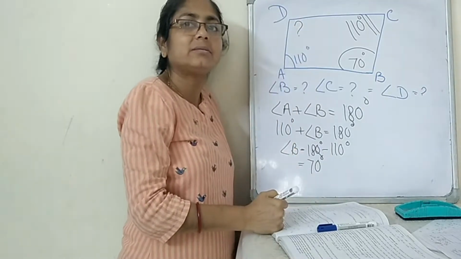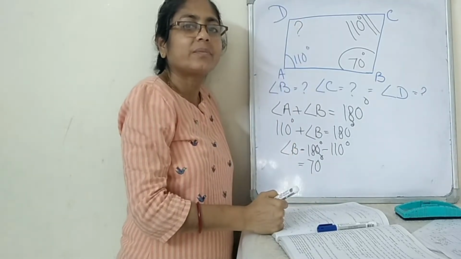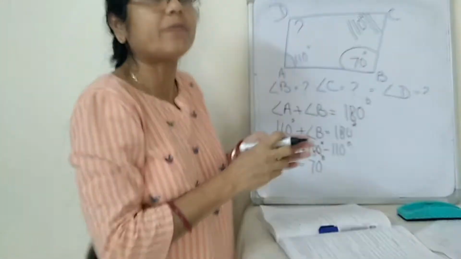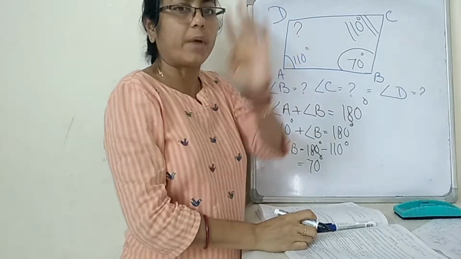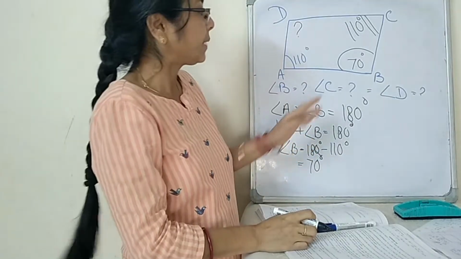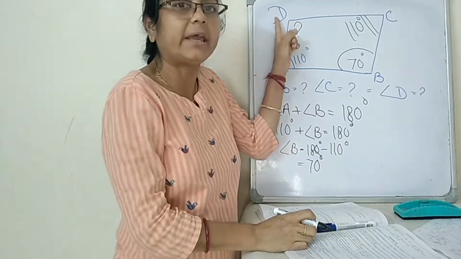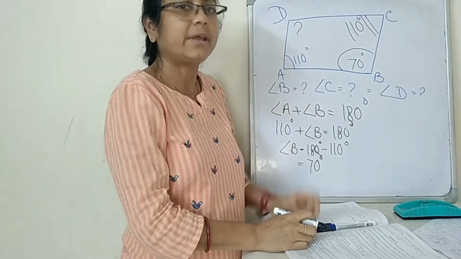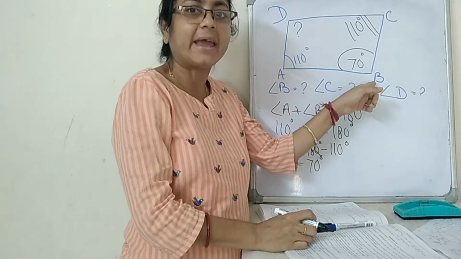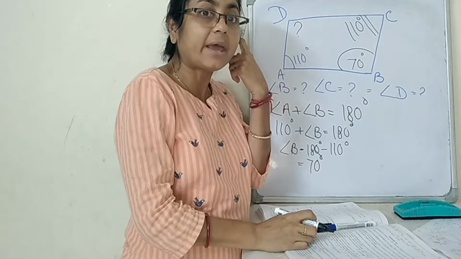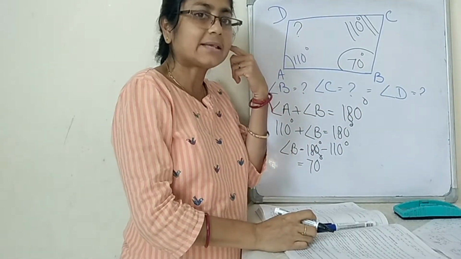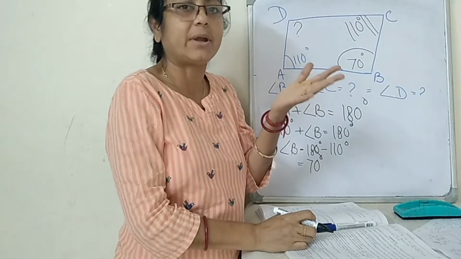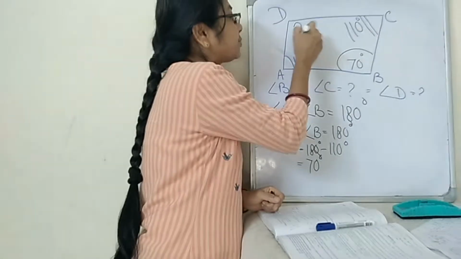Now you tell me, can anybody tell what is the value of angle D? There are two ways. First, the easiest way, you can find angle D in two ways. First, I tell the easiest way. Angle D is the opposite angle of which angle? Yes, it is angle B. What is the value of angle B? Yes, 70 degrees. So it is obviously 70 degrees. It is a fast process.